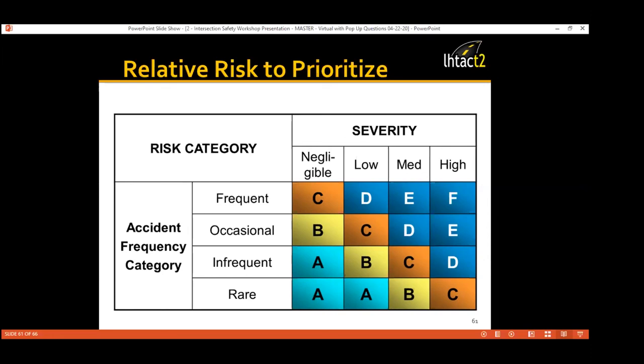Again, this is just a little bit of a kind of a down and dirty matrix, but I like to use this when I'm talking to people who maybe don't understand prioritization or how we go about trying to prioritize based upon severity and frequency. So just a little bit of a tool in your drawer, kind of food for thought, it might help you with that conversation.